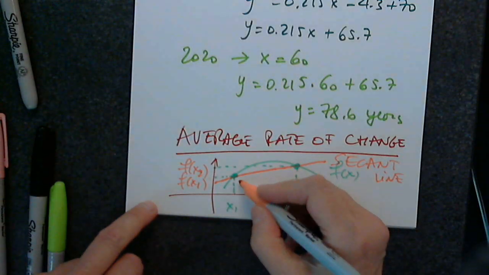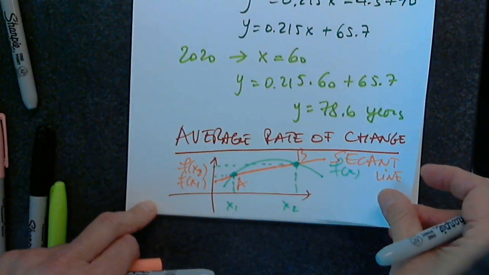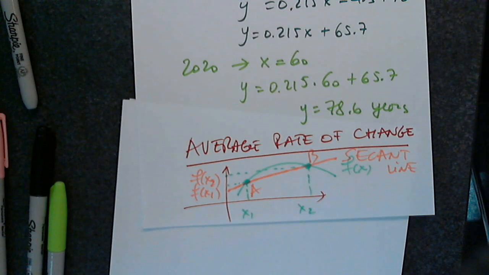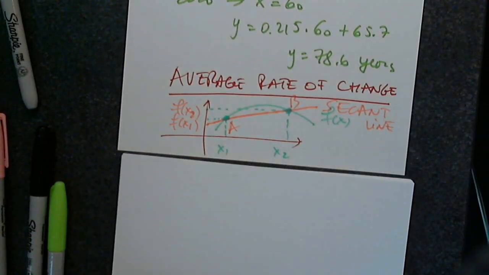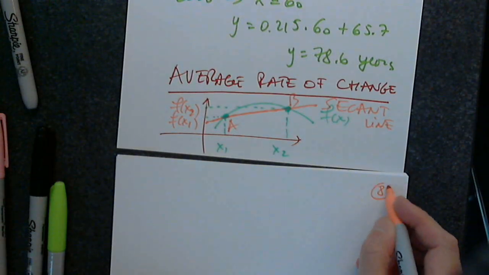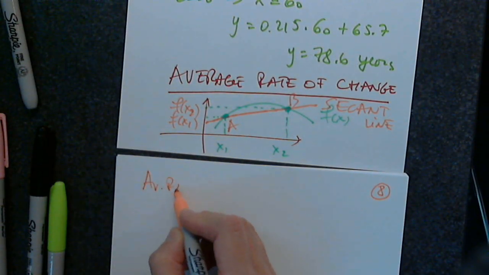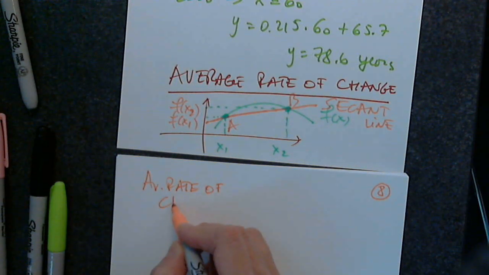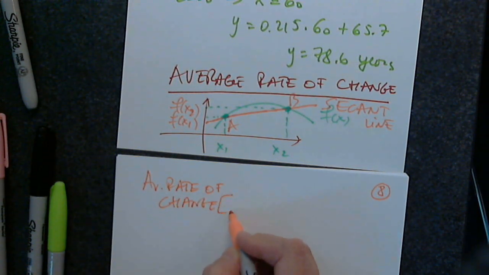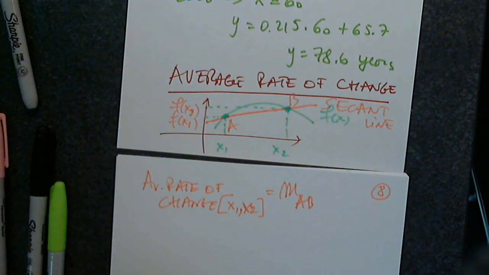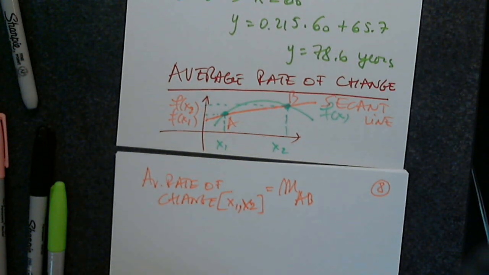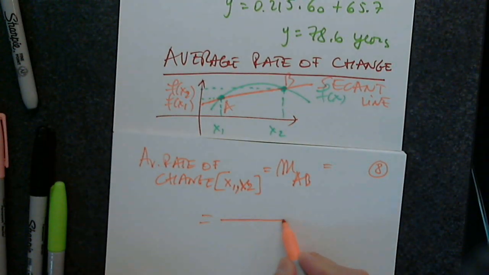So I'm going to call these points A and B. And I'm going to say that the slope of AB is the average rate of change of the function between A and B, or between x1 and x2. So the average rate of change on the interval x1 comma x2 is the slope of the line AB, which is, and when you're ready, please give it to me, and then we'll choose a problem.